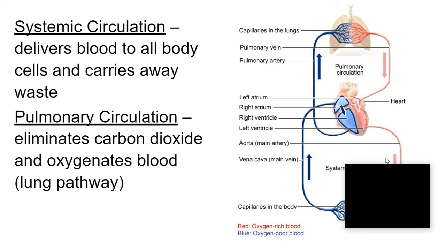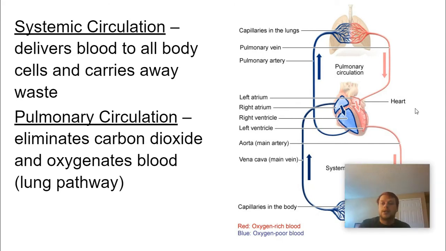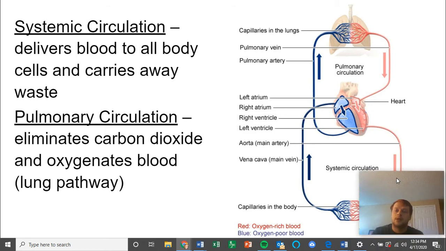So that video just gives you a good intro to the heart. Today we're focusing specifically on the heart, and we'll look at other parts of the system later. Now, when we're talking about the heart, there are 2 types of circulation occurring. The first is systemic circulation. This is the one that delivers blood to all of your body cells and carries away waste from those cells.